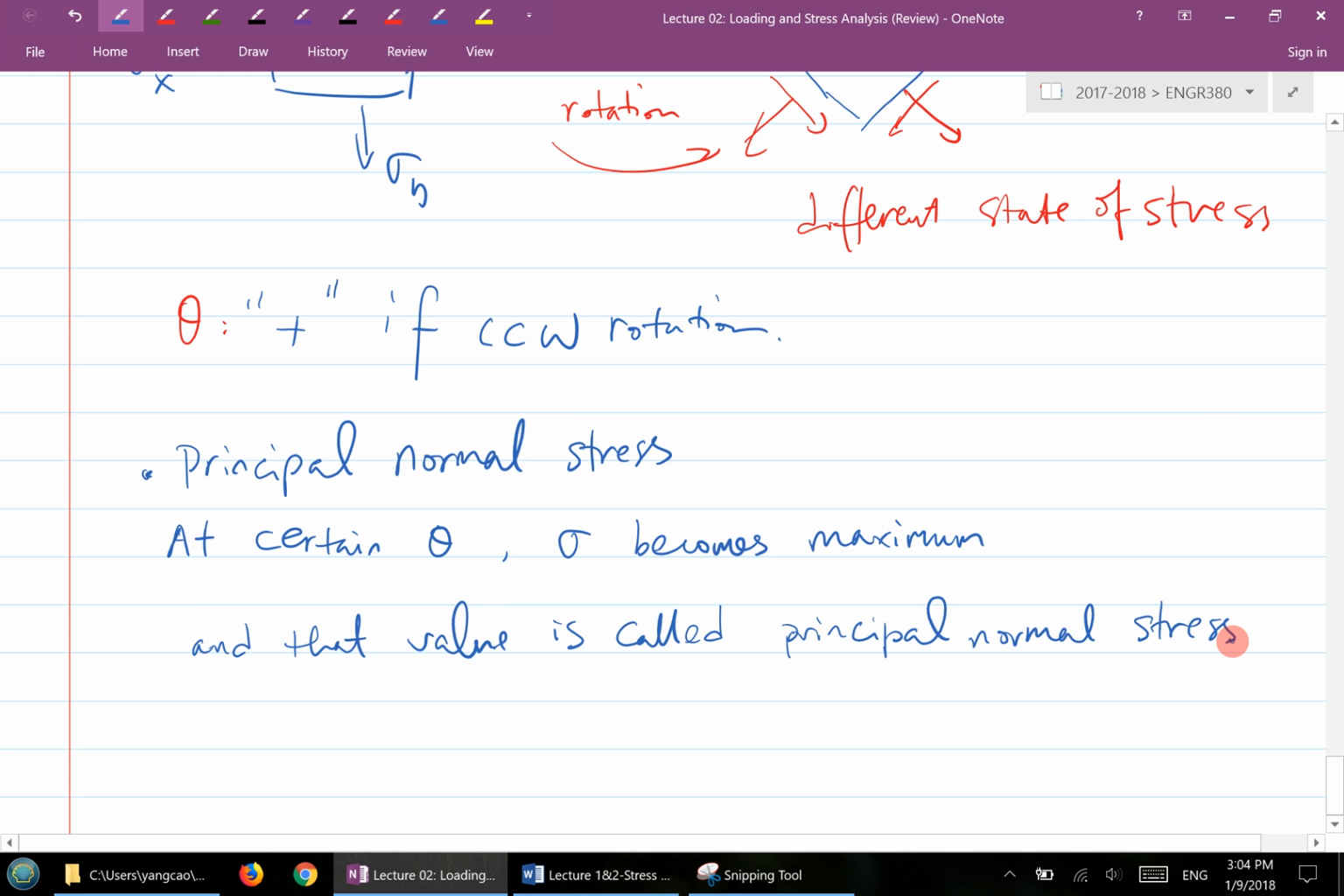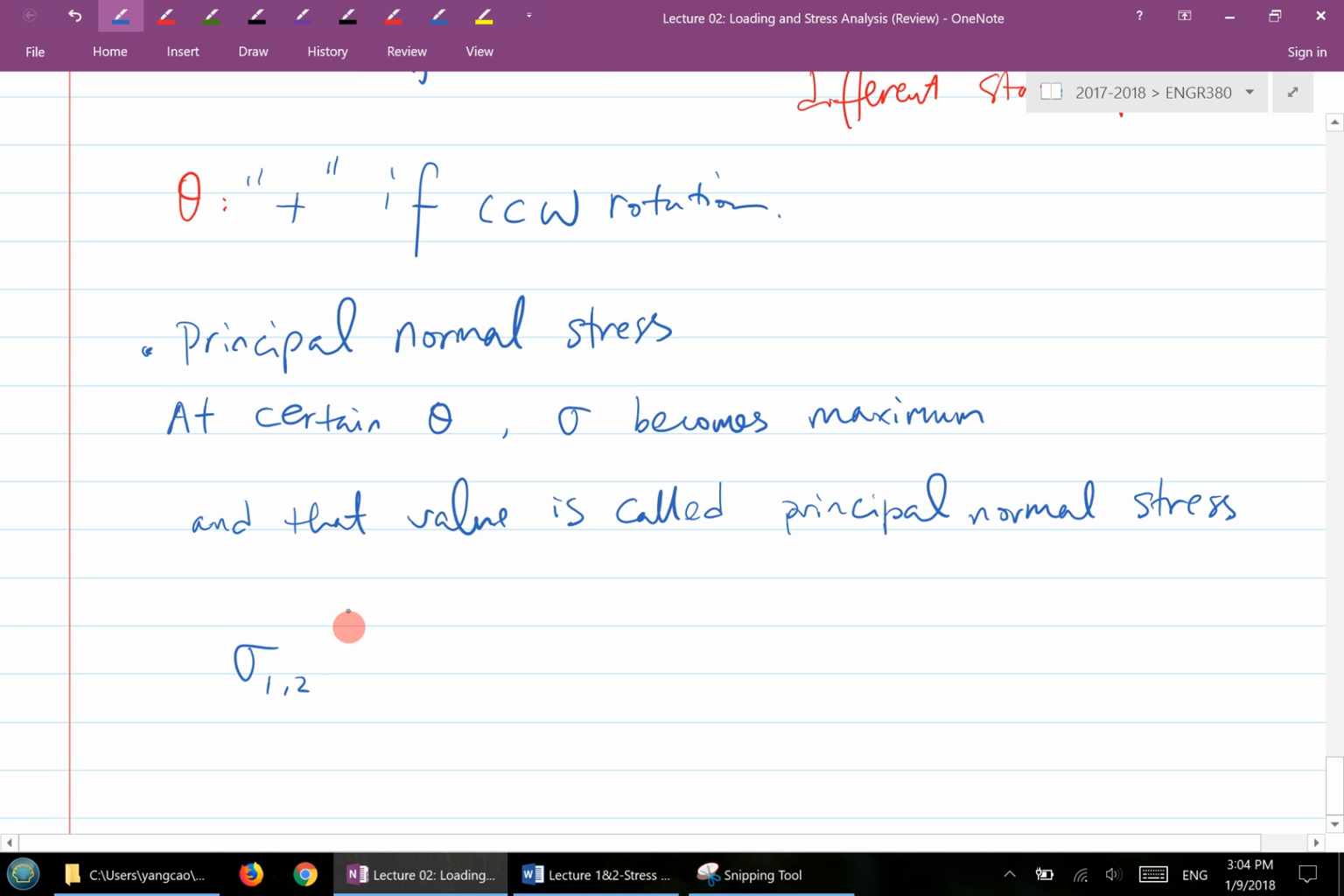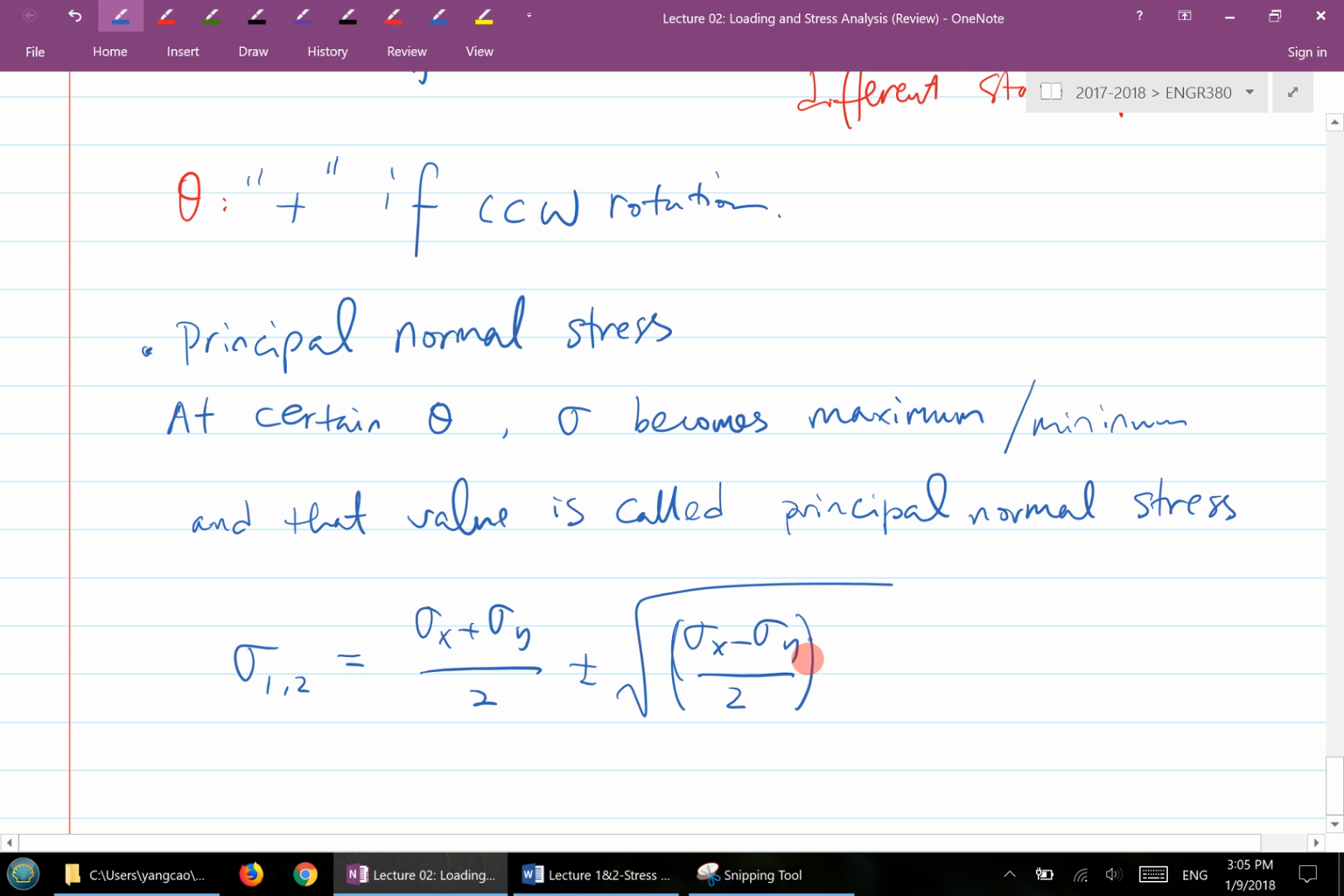That's a very important value, because everything we're doing is trying to find the maximum, or the location that needs analysis. So what is the maximum value? There are two directions. Actually, there's a maximum and a minimum. The sigma 1 and 2, representing the maximum value and the minimum value, can be obtained through this formula. Your sigma 1, 2 equals this. The plus sign represents the maximum value, and the negative sign represents the minimum value. This is the principal normal stress.